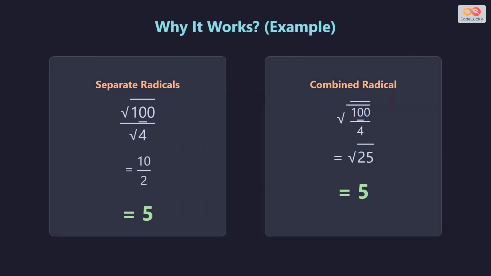Let's see why this makes sense with numbers we know. Look at the square root of 100 divided by the square root of 4. If we solve them separately, we get 10 divided by 2, which equals 5. Now, if we use our new rule and combine them first, we get the square root of 100 divided by 4. 100 divided by 4 is 25, and the square root of 25 is also 5. It works both ways.